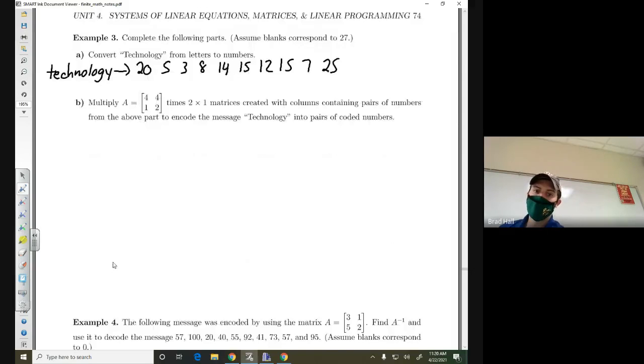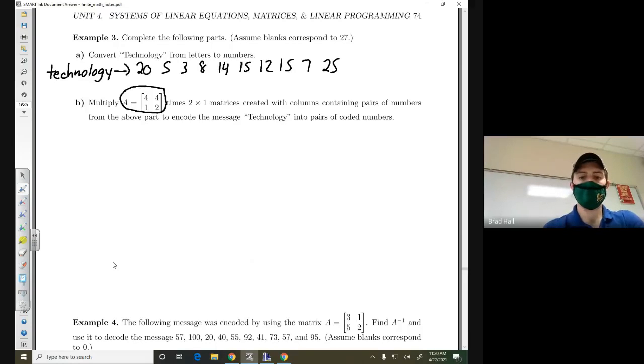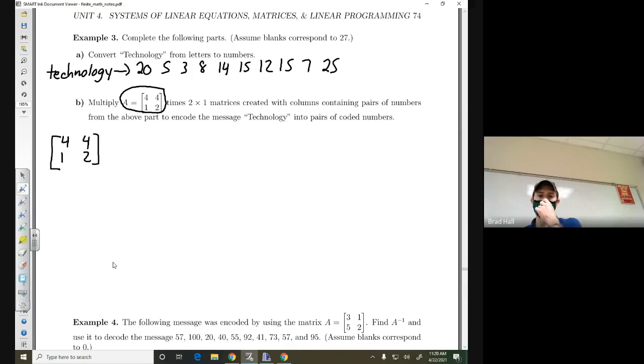And from here, they give us a new encoding matrix right here. So that encoding matrix always goes on the left. And we want to multiply to this matrix the word technology written as numbers. Now there's a problem here. So don't write this next part down.